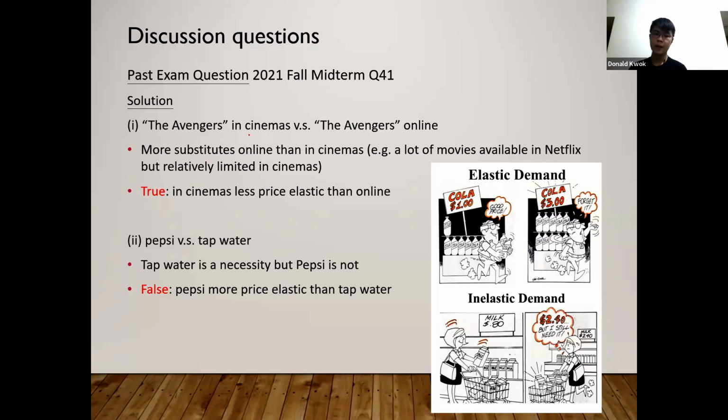Okay, so the second pair, Pepsi versus tap water, and we'll use the determinant about necessity here. So for tap water, it is a necessity for your survival, but Pepsi is not. So this shows that Pepsi should have a more elastic demand than tap water.